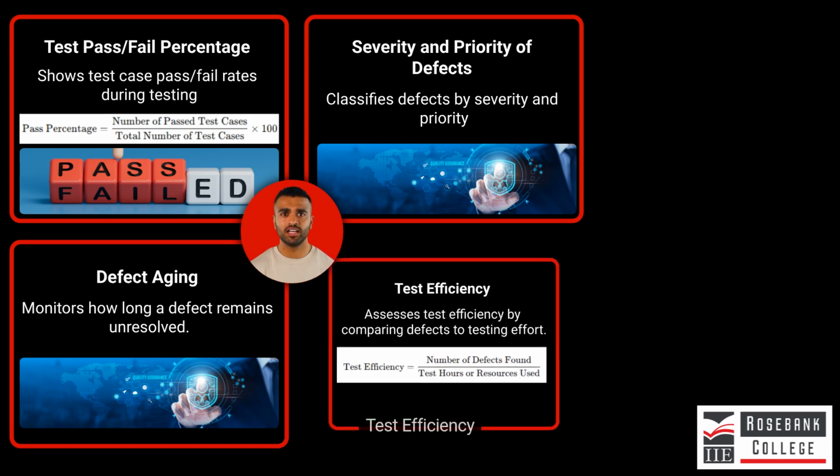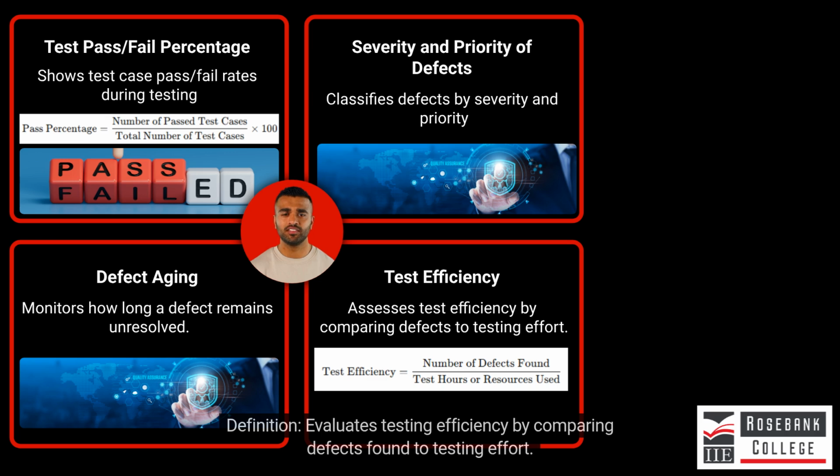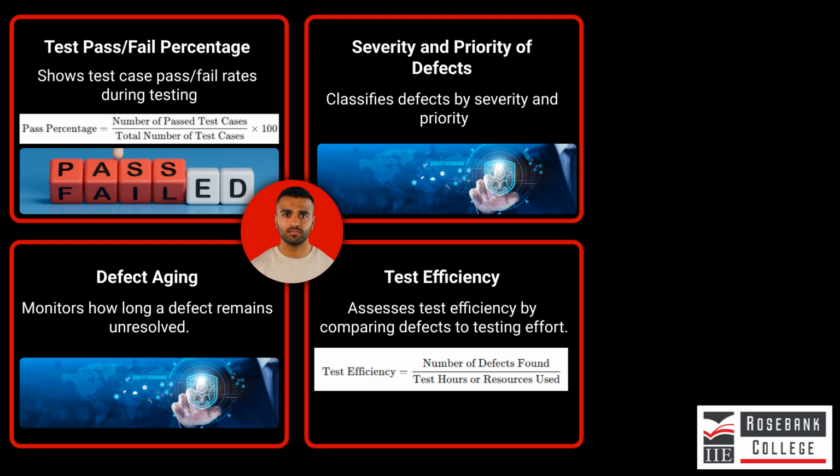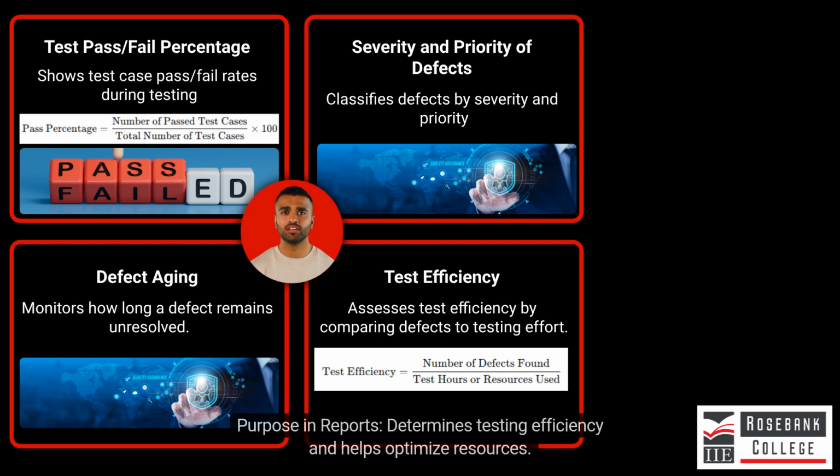Test efficiency. Definition: evaluates testing efficiency by comparing defects found to testing effort. Formula. Purpose in reports: determines testing efficiency and helps optimize resources. Example metric: 1 defect was found for every 5 test hours.